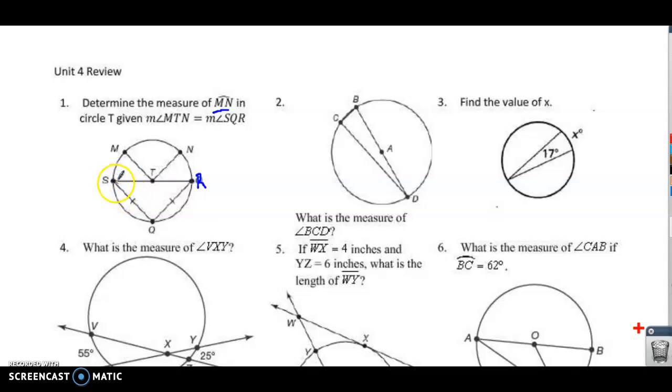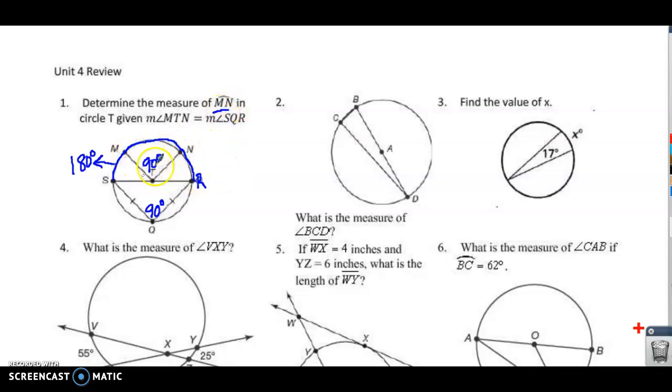Well, we know that angle SQR intercepts a semicircle. So here's that semicircle here. And we know that that semicircle has a measure of 180 degrees. Well, SQR should be half of that. It's an inscribed angle, so it measures 90 degrees. And therefore, if this measures 90 degrees, then this angle here also measures 90 degrees.